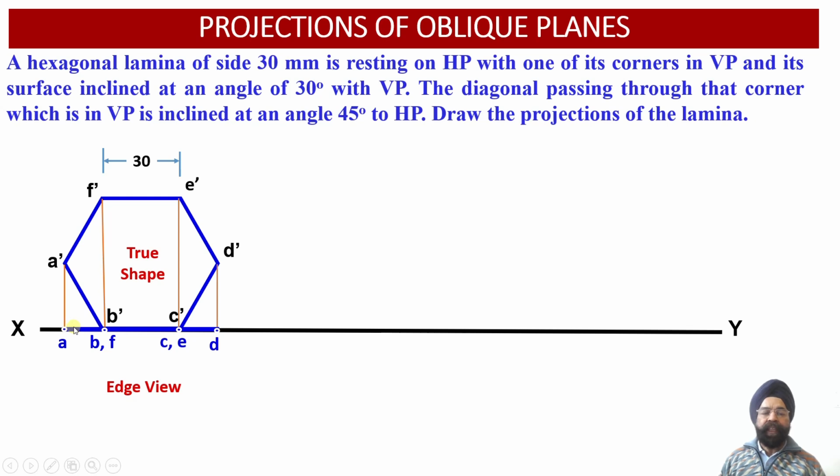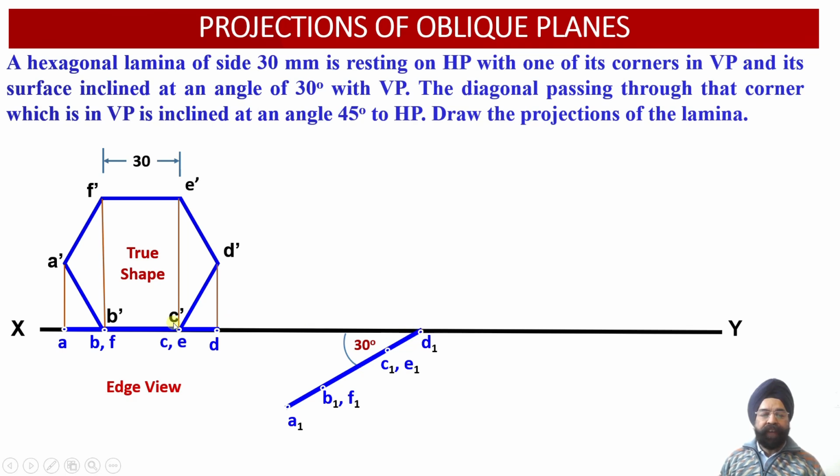Now we know that the surface of this lamina is inclined at an angle of 30 degree with respect to the vertical plane. So this edge view will be reoriented at an angle of 30 degree with respect to the vertical plane. We know the distances between different points obtained in the top view projections. The edge view will be reoriented in such a way that corner D will be contained by the vertical plane. So the end D of this hexagonal lamina is lying in the vertical plane.